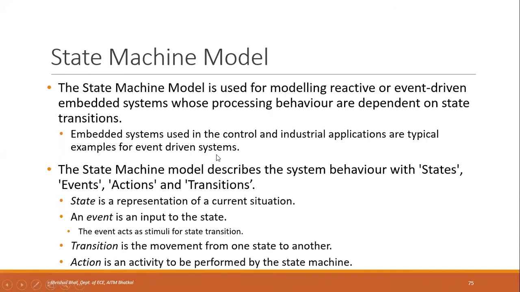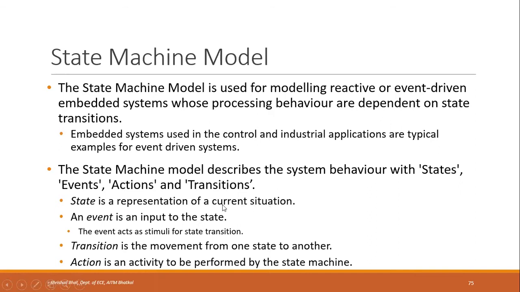This state machine model describes the system behavior with different things like states, events, actions, and transitions. So what do you mean by state? State means the present state, the current situation. Whether it is on, whether it is off, or whether it is waiting. So it is a representation of a current situation. Depending on the scenario, there can be different states. We will look at it when we come to certain examples.